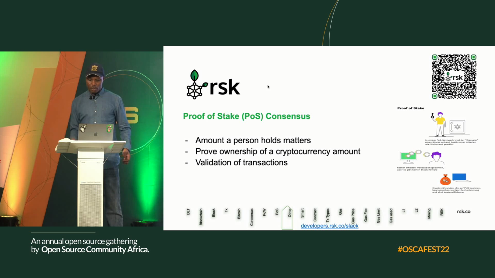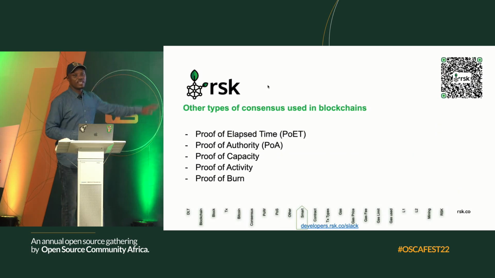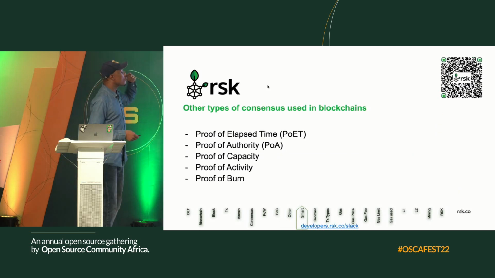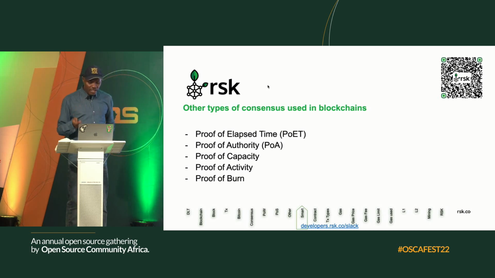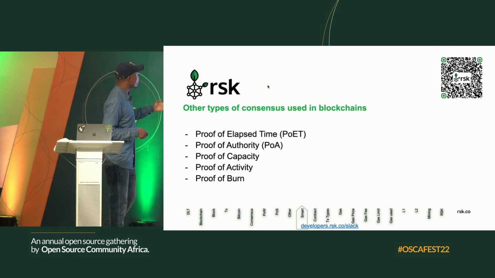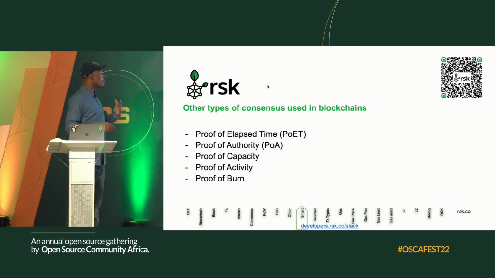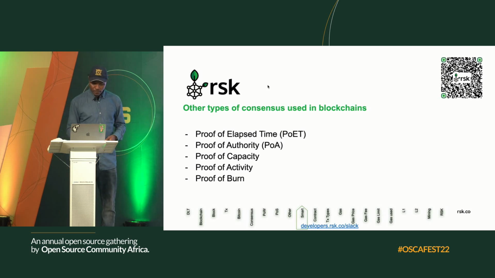Different blockchains use different consensus algorithms. These are other types of consensus algorithms. You have many types, and these are some of them. We have proof of elapsed time, proof of authority, proof of capacity, proof of activity, and proof of bond.